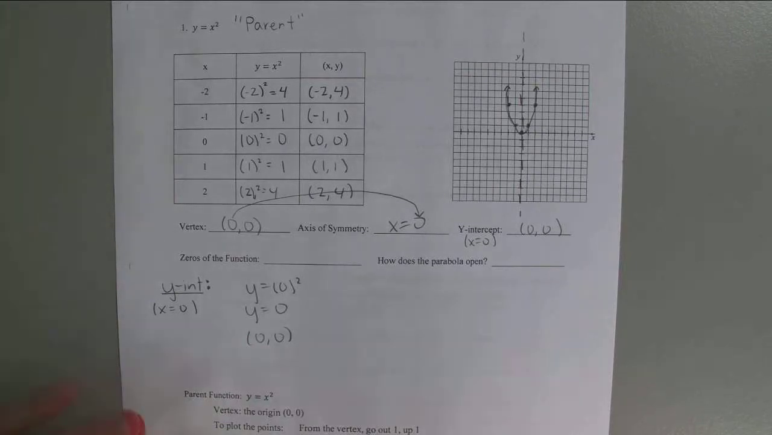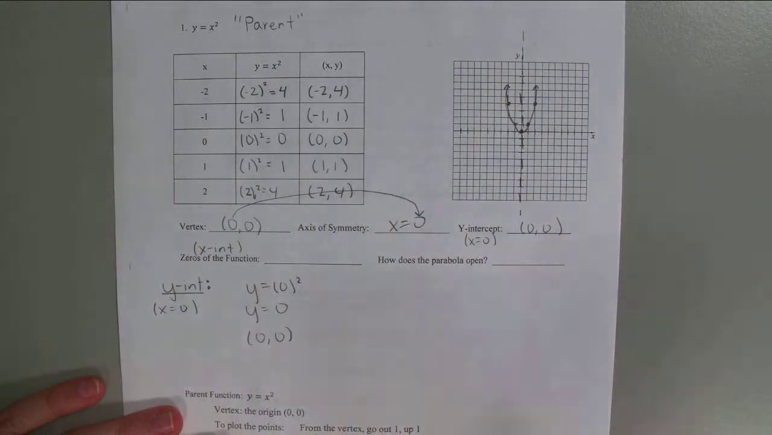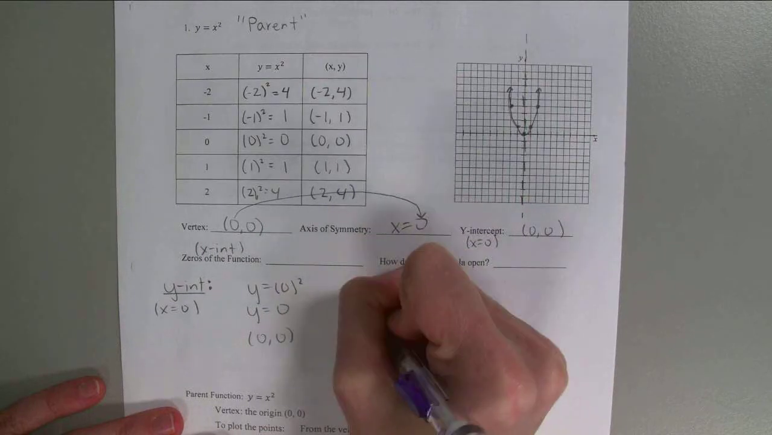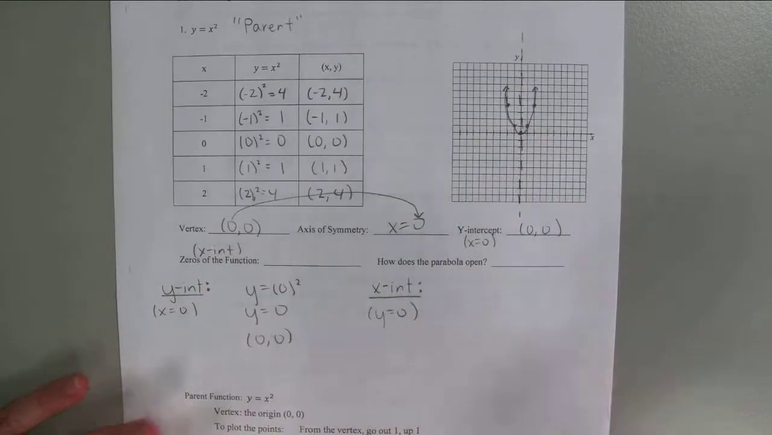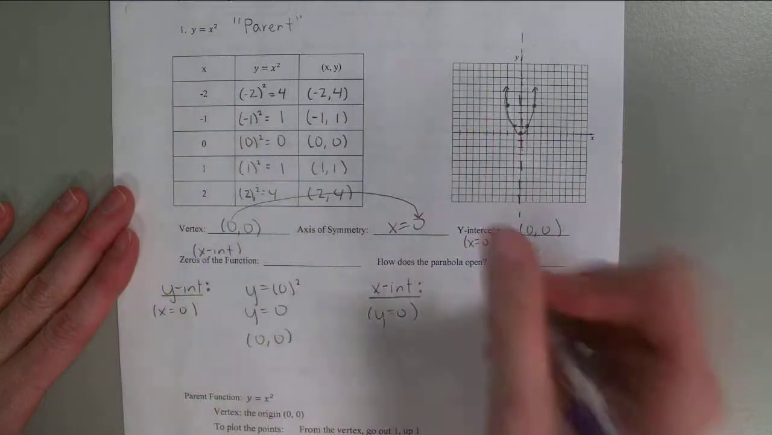Your zeros of a function are just your x-intercepts, okay? How do you find x-intercepts? It's the opposite. It's when y equals 0. So again, we would look at our parent function, y equals x squared, and put 0 in for y, and solve for x.